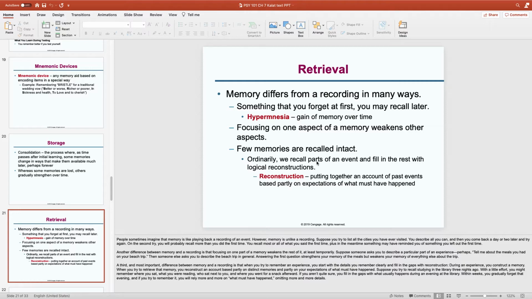Okay, the memories that we have don't always come back crystal clear. Something that you forget at first, you may recall later after you think you've forgotten it. It's called hypermnesia, which, hyper meaning more, is where you gain a memory over time.